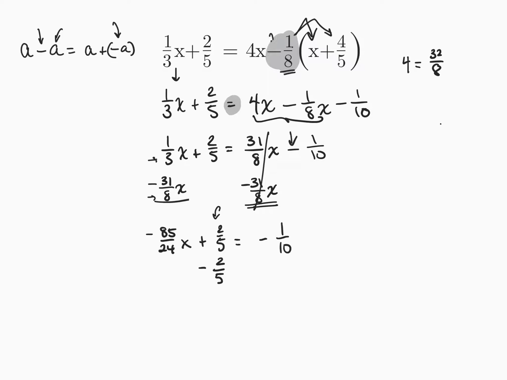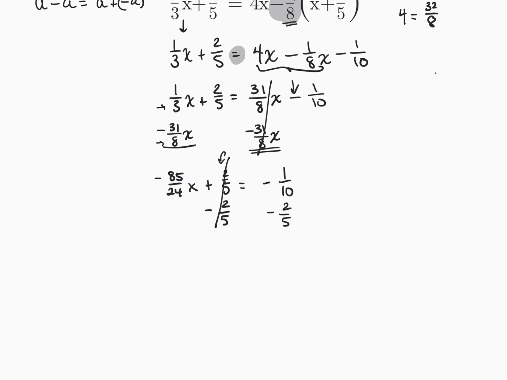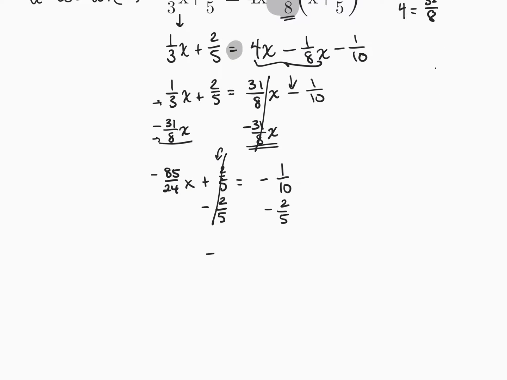So if on the left-hand side I do subtraction by 2/5, I must go to the right-hand side and do subtraction by 2/5. So what I now have, on the left-hand side, those 2/5 both cross out to make 0. They do cancel. And I'm now left with negative 85 over 24x equals. Now, I'm going to do this mathematics here. So negative 1/10 minus 2/5 ends up being negative 1/2.